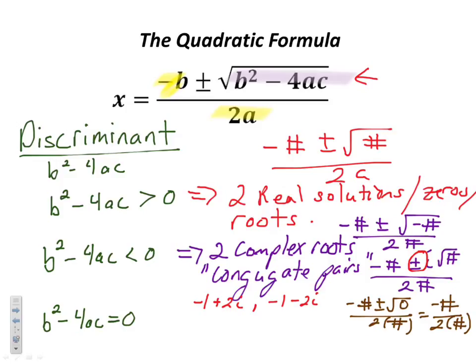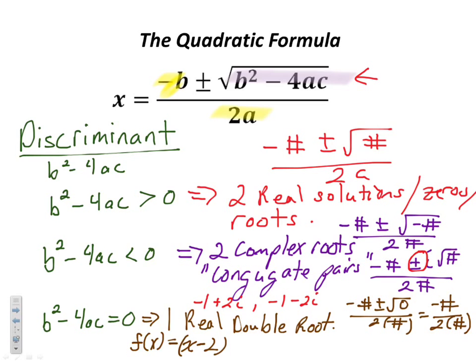So I get one solution, right? I get one answer. That's called one real double root. Okay? So things like f of x equals x minus 2 squared. All right? When we set that equal to 0 and we solve, I have 0 equals x minus 2 squared, right? I solve that out, I get that x equals 2. So 2 is one double root.